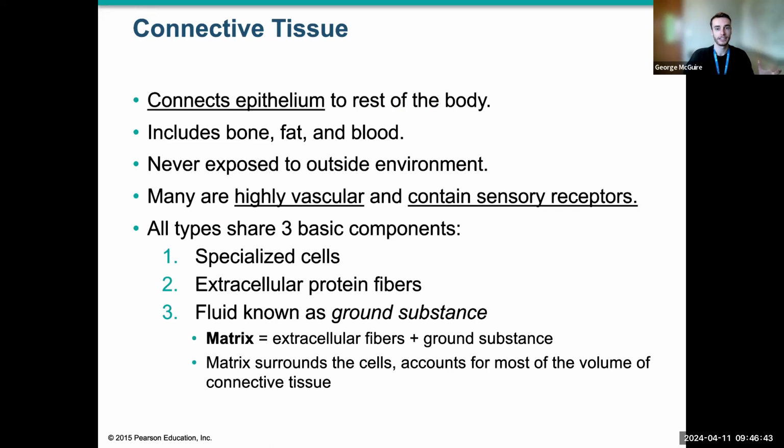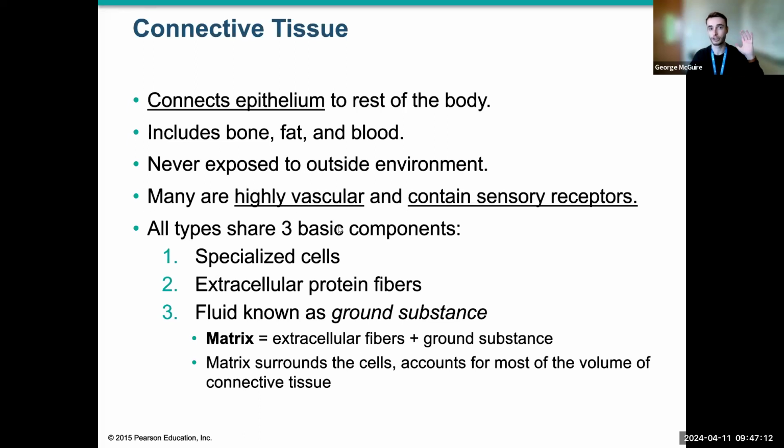So just like with epithelia, we do have some basic components that we use to define what is a connective tissue. Connective tissue is highly vascular and has lots of sensory receptors, and we didn't see that with our epithelia, or at least the vascularity. Epithelia are avascular. They're never exposed to your external environment, or shouldn't be, if your body is maintaining the structure that it is designed to have. And they all share these three basic components.